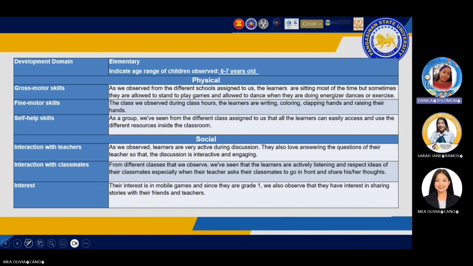And next is their interest. As we live in the modern era, they have interest in mobile games and online games. And as we all know, children also have interest in sharing the stories that they experience in everyday life. Next slide.